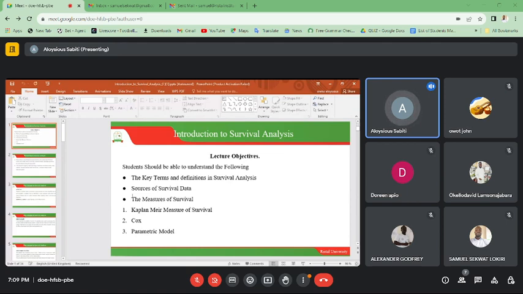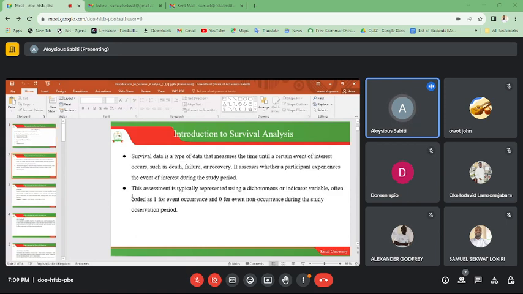So for the start, we want to start with the key terms that we have to use in survival data. But before that, the event can be death, can be birth, but also can be failure or recovery. In failure, we could mean that possibly there is an activity.